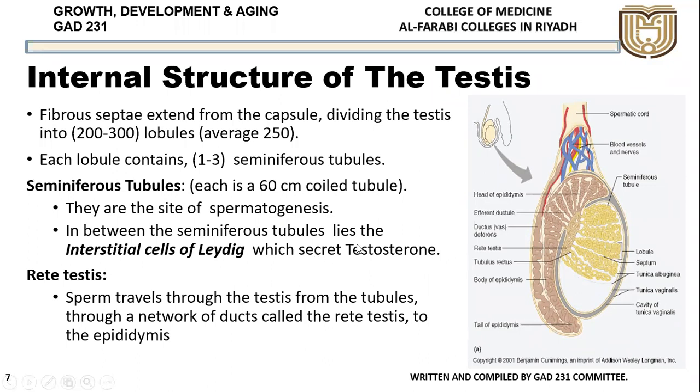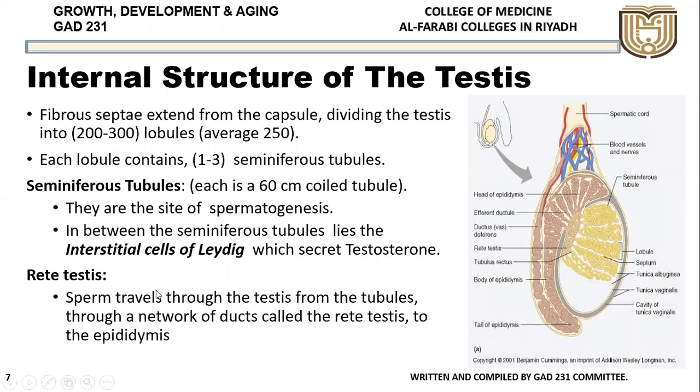In between the seminiferous tubules lie the interstitial cells of Leydig. Outside the seminiferous tubules there are cells called the interstitial cells of Leydig. What are they? Why are they important? Because they secrete the male hormone called testosterone. So the seminiferous tubules produce the sperms, and the interstitial cells of Leydig, which are present outside the seminiferous tubules, in between them, secrete the hormone testosterone, the male hormone.